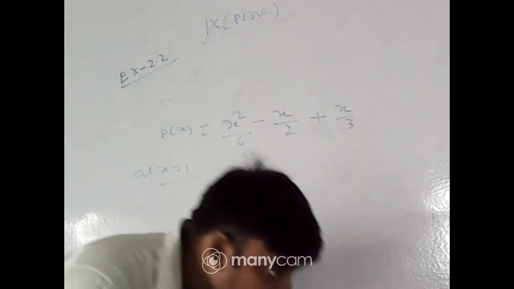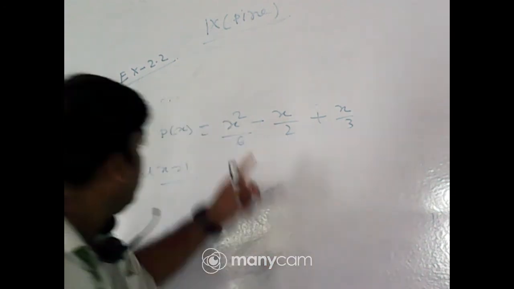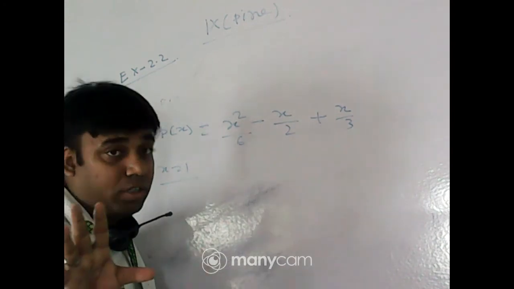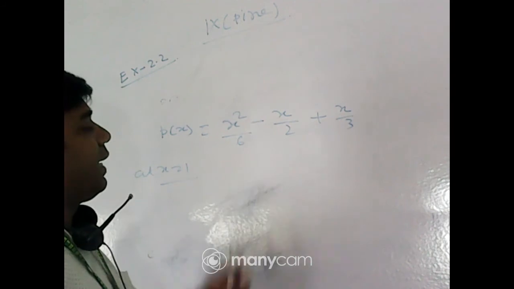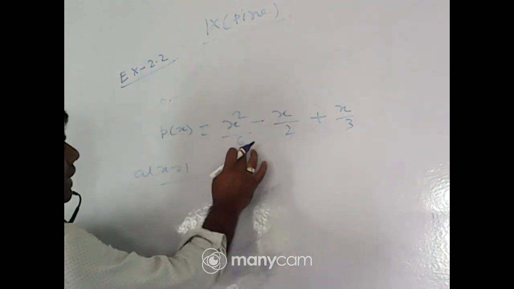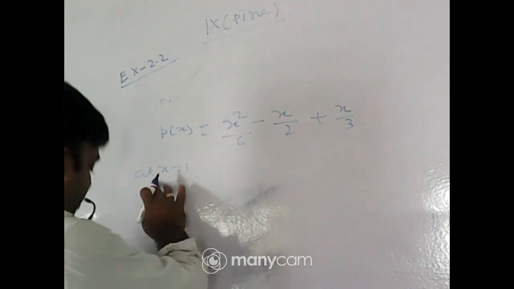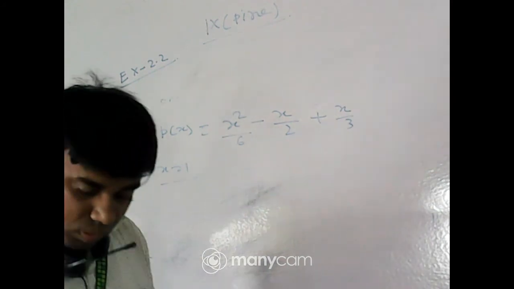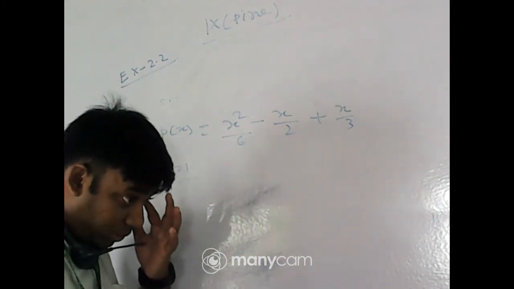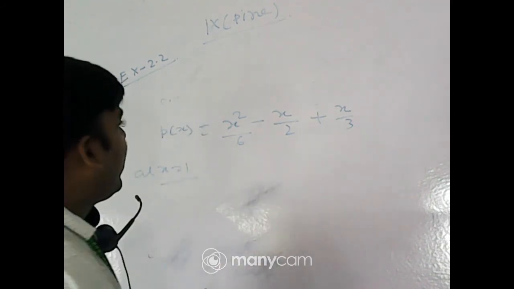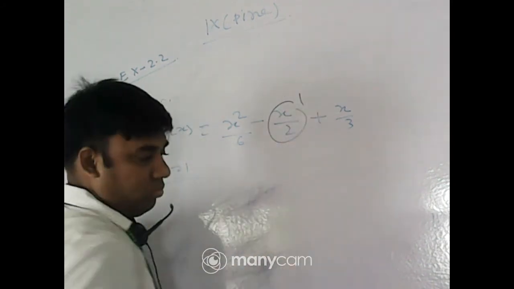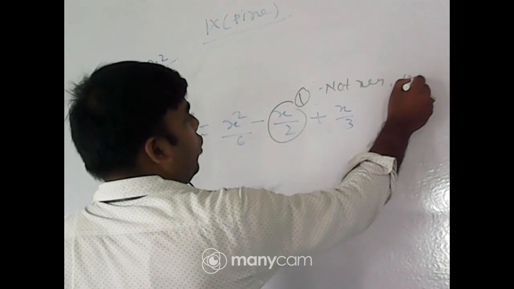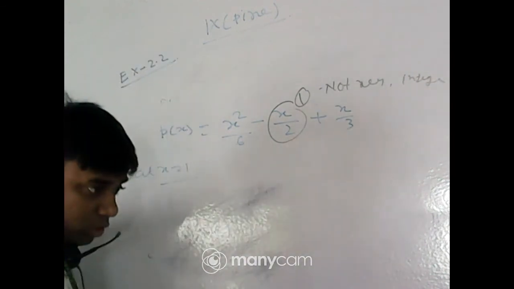Why is it not a polynomial? Power 2, 1, 1. Why is it not a polynomial, Sneha? Power is non-negative and an integer, so it can be a polynomial. Then it cannot be a negative polynomial. x by 2 means power of x is 1. So 1 is non-negative and an integer, not a fraction. So it can be a polynomial.